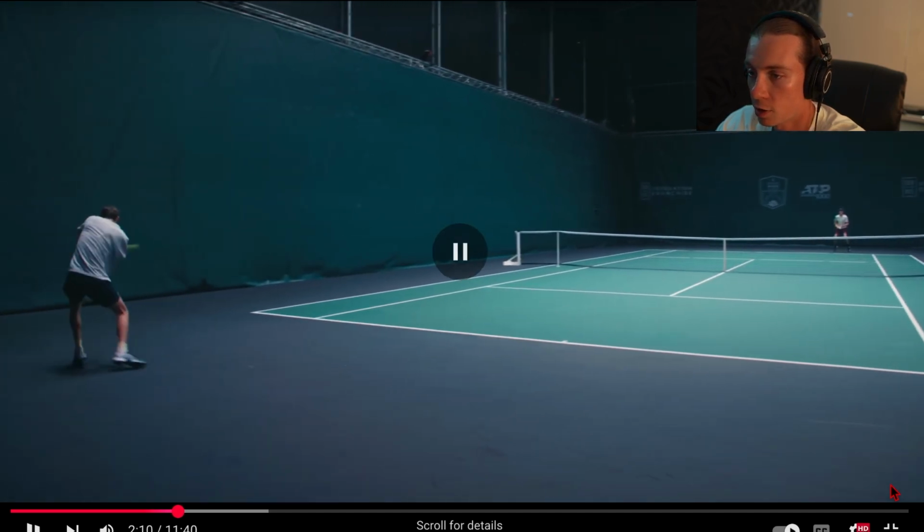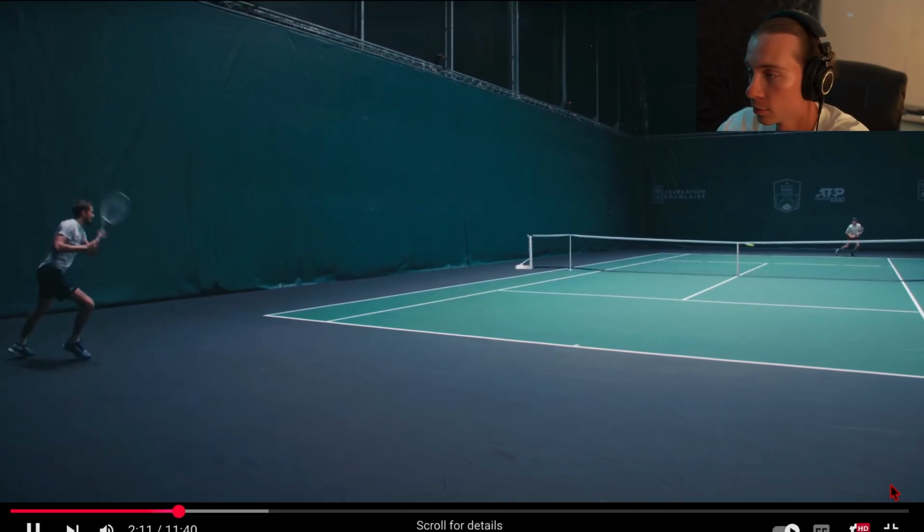Goes inside out, open stance, backhand on the run.